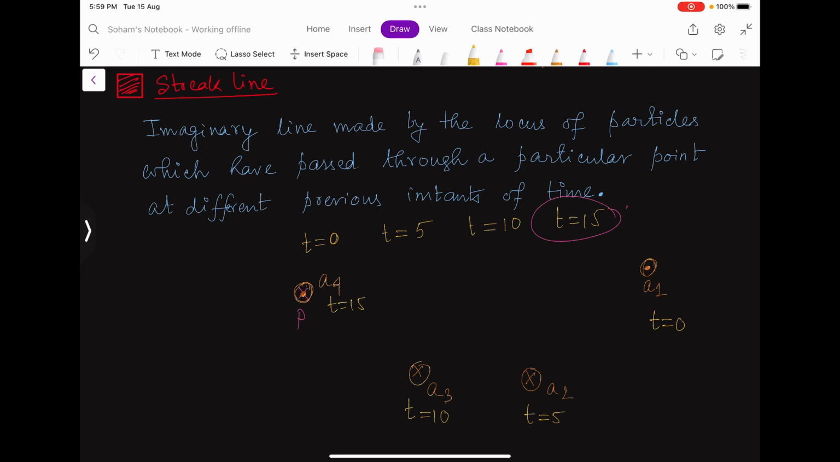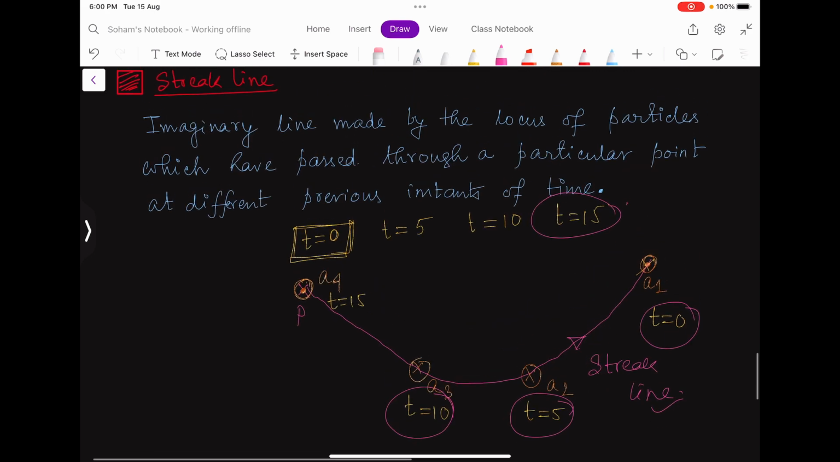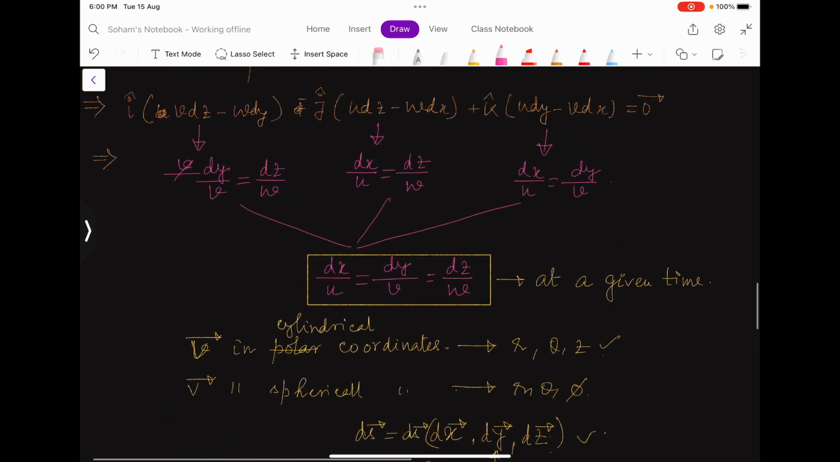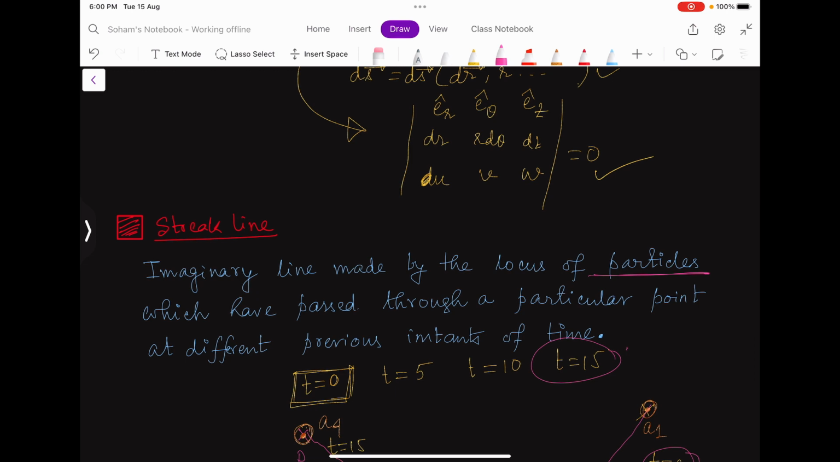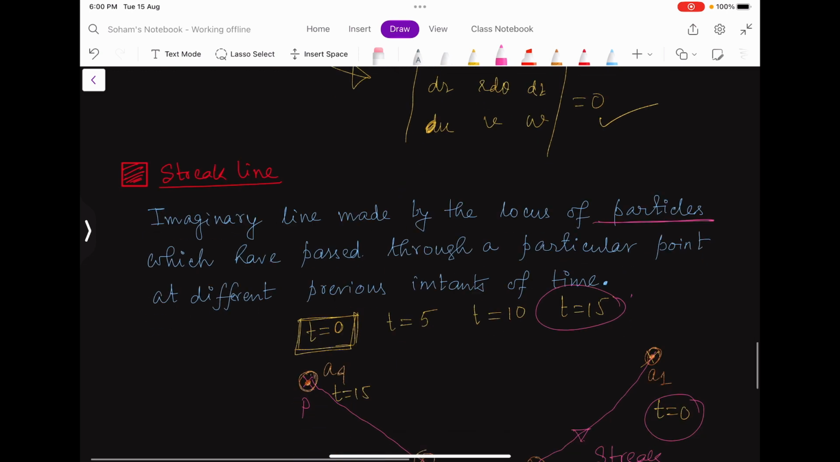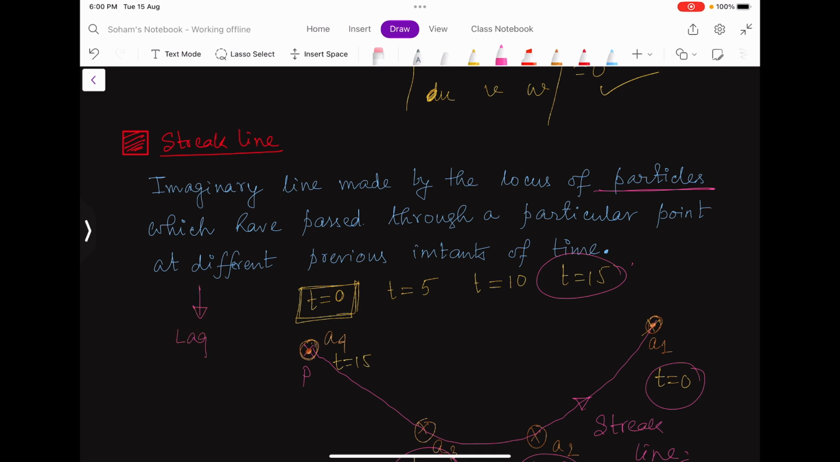So up till t equal to 15, from t equal to 0, I have these particles which have passed through the same point at different previous instants of time. This particle passed through P at t equal to 0, this at 5, this at 10, this at 15. So this line is called a streak line. Now I am talking about the concept of particles and not about any point in space. In streamlines we were concerned about a point, whereas in streak lines we are concerned about particles. So this approach is Lagrangian.